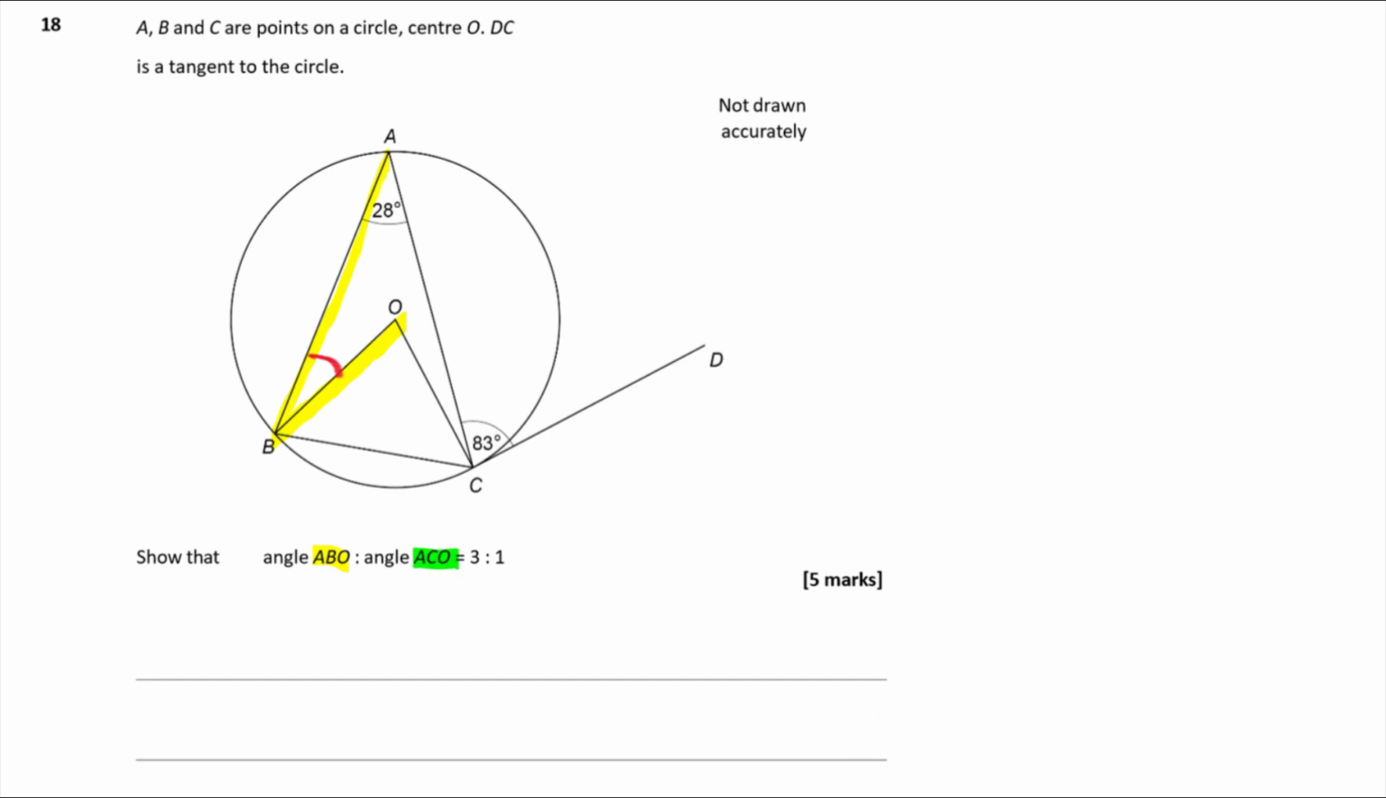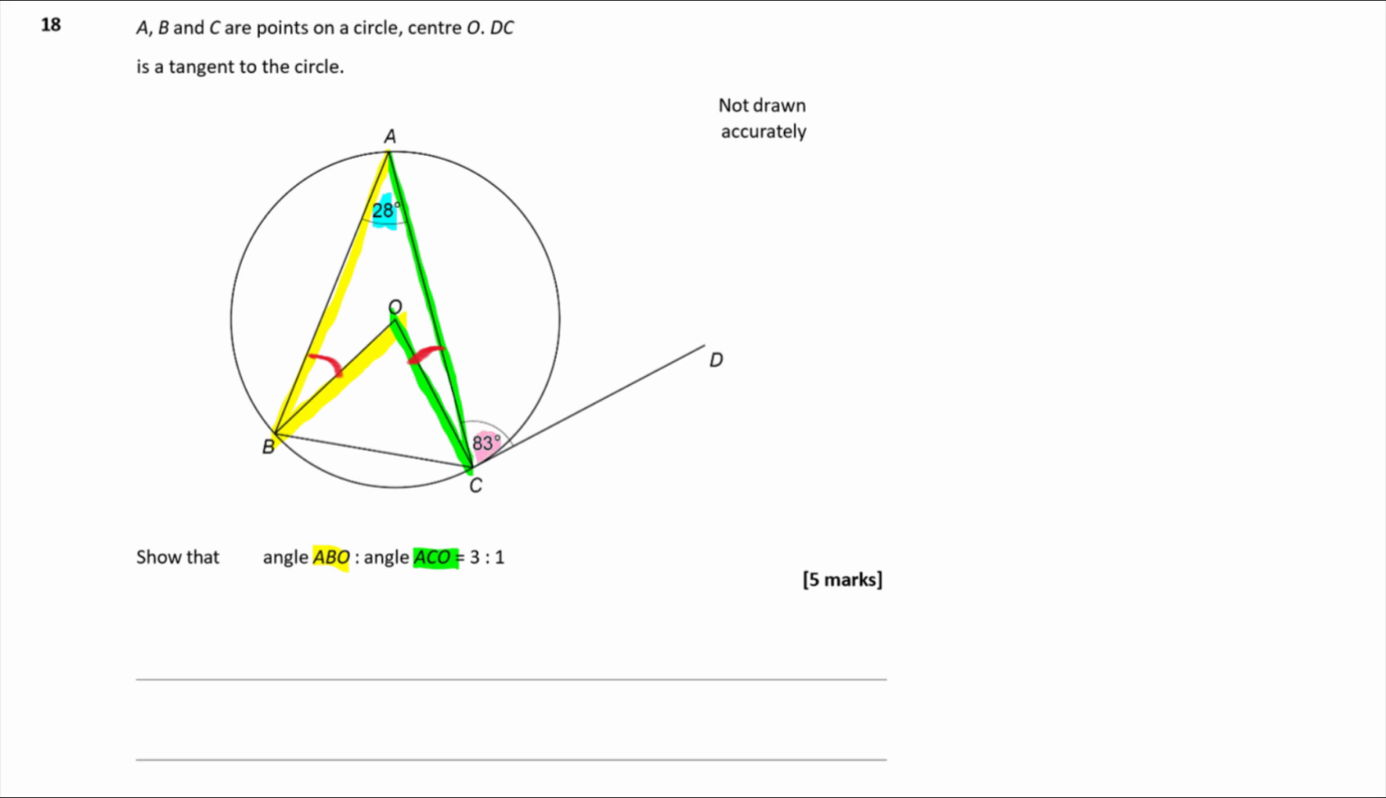So angle ACO is there, down there, and down there. So we need to know that angle there as well. Okay, so we need to find those two angles, and we need to show that they are in the ratio of 3 to 1. Okay, but how are we going to do that? Well, first off, what do we know? We know this angle up here, 28, and we know this angle down here.